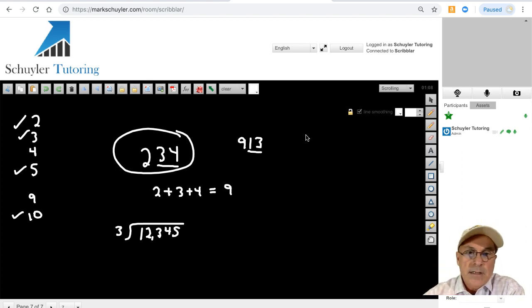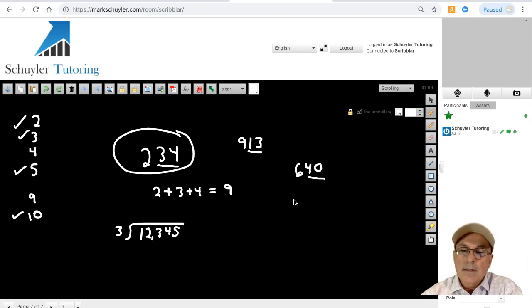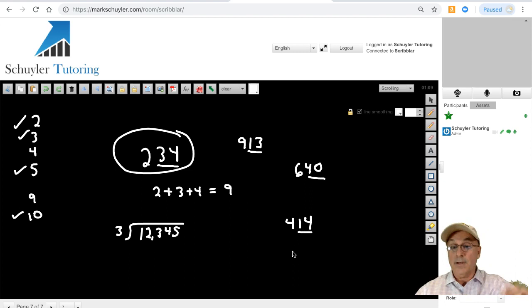So how about if we take a look at some other number that hopefully will work? How about 640? Yeah, 40 is divisible by 4. 414, is that divisible by 4? Remember, we're not adding them. We're just looking at the 14. No, that's not divisible by 4, even though there are all kinds of 4s in it.